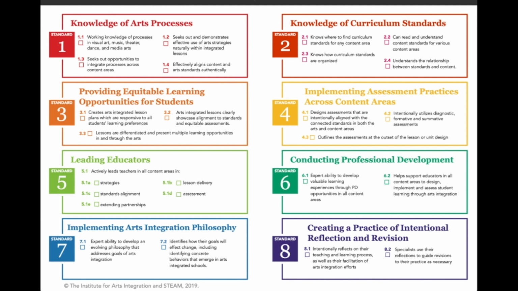Standard 3 is to provide equitable learning opportunities for students. So how are you going to create an arts integrated lesson from a place that is equitable to everyone? Are we looking at all of the students' access points? Are we looking at how the alignments to standards are also connected to assessments? And so we're going to teach you how to do that. That also happens in Sprint 2, I'm sorry.